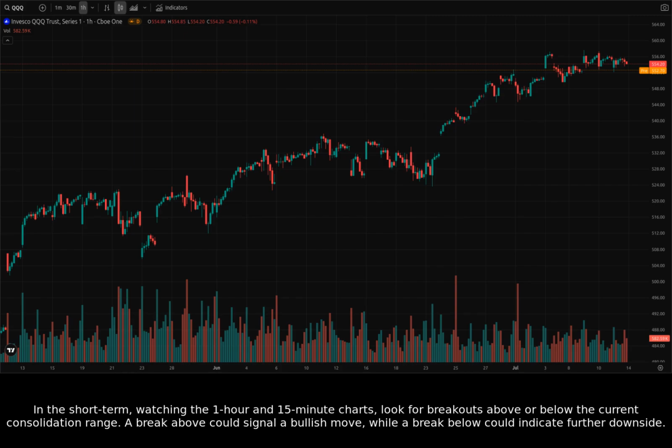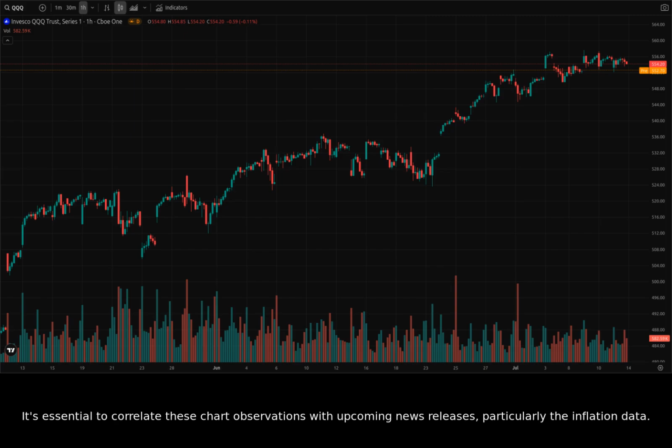In the short term, watching the 1-hour and 15-minute charts, look for breakouts above or below the current consolidation range. A break above could signal a bullish move, while a break below could indicate further downside. It's essential to correlate these chart observations with upcoming news releases, particularly the inflation data. If inflation comes in higher than expected, we might expect a bearish reaction.